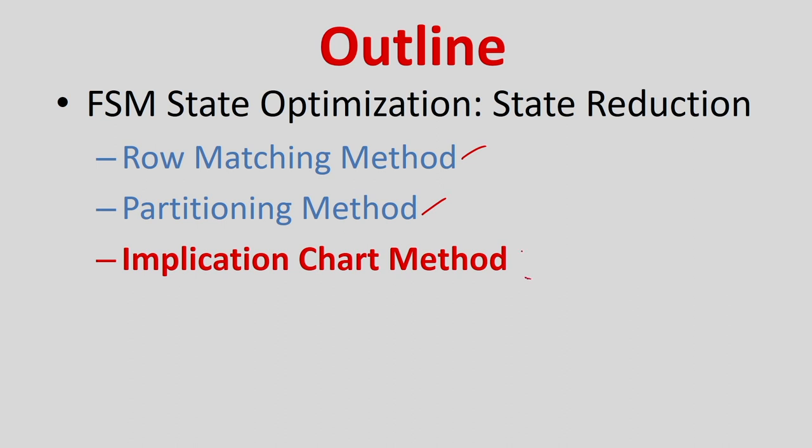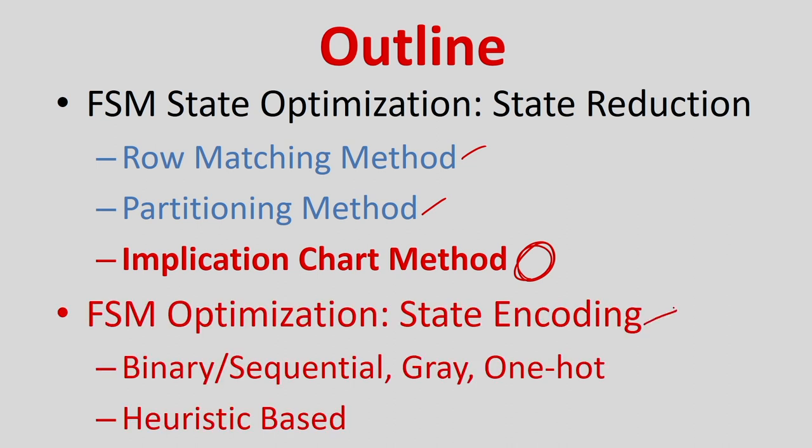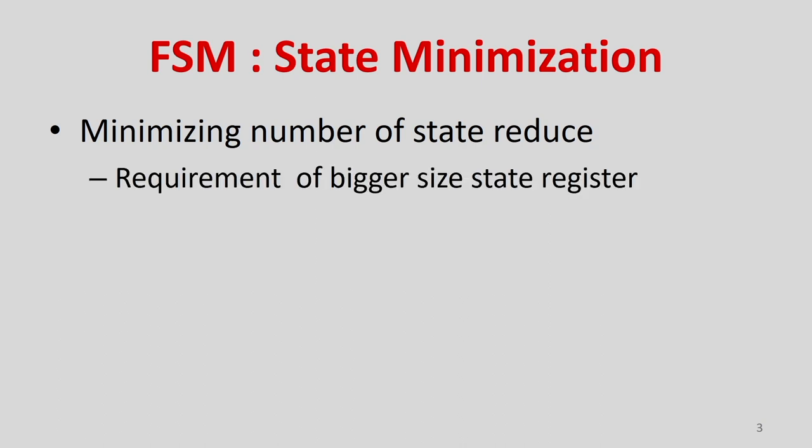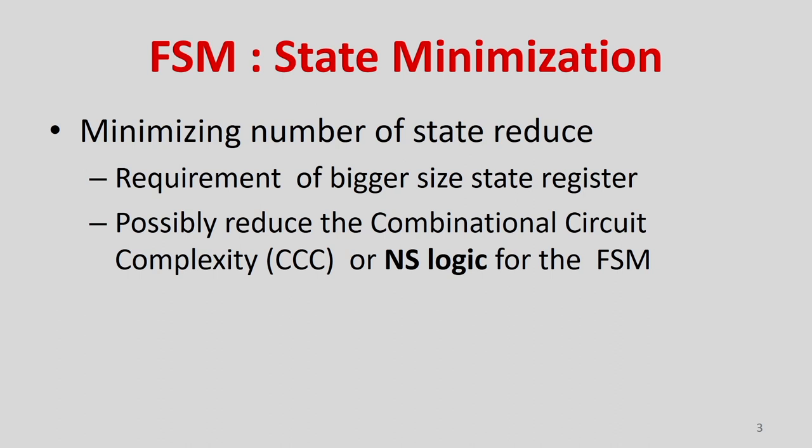Today we will focus on the implication chart method, and we'll discuss FSM optimizations, particularly state encoding. In this we'll cover sequential, Gray, one-hot, and heuristic-based encoding. In the last class we discussed what state minimization is. Minimizing the number of states reduces the requirement of a bigger state register, and possibly it reduces the combinational circuit complexity, particularly the next state logic.